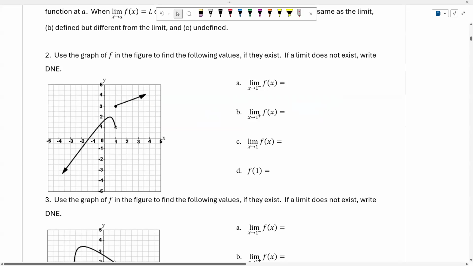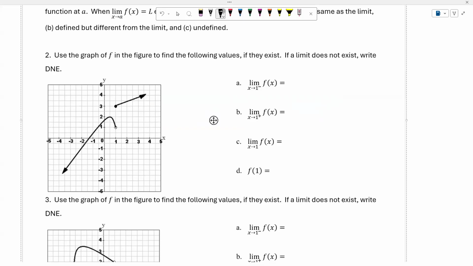Now, let us look at our first example. In this example, I would like to talk about the limit of f of x as x approaches 1. I would like to figure out what this one is.